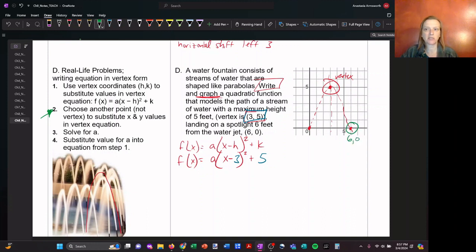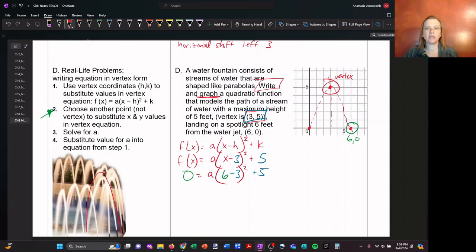I'm going to choose this point, 6 comma 0. I'm going to plug the 6 in where the x is, and I'll plug 0 in where the y is. I still have my minus 3 happening here and my plus 5 happening here. And I still have the rest of the equation. Okay, so all I've done is replace the x with 6 and the y with 0. Now a is my only missing variable, so I can solve for a.